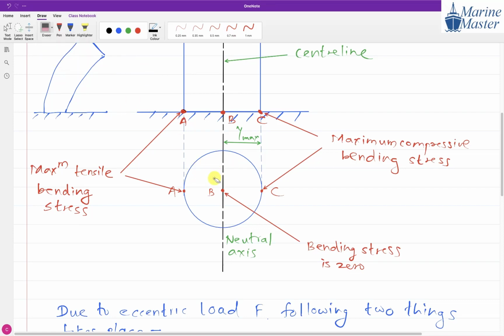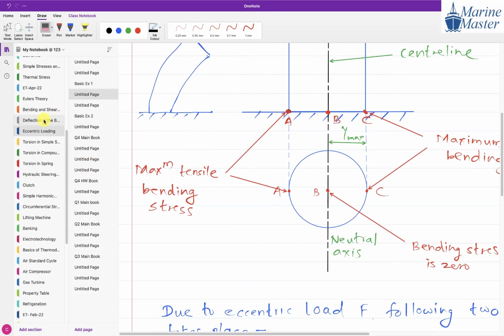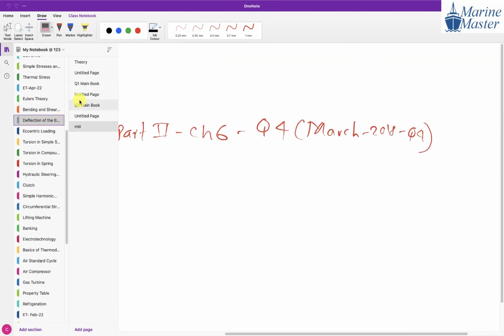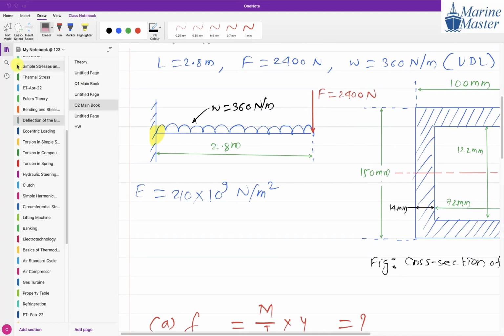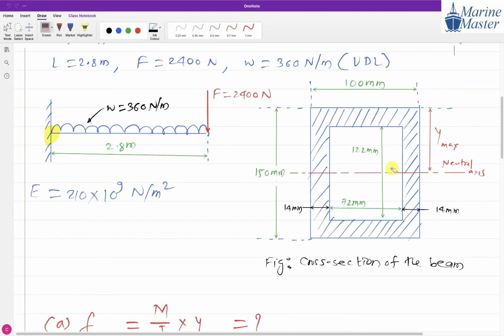The given cross section is symmetrical about the neutral axis. What is the meaning of symmetrical about neutral axis? Earlier, if you remember our discussion from the previous chapter, the neutral axis was horizontal. So the portion above the neutral axis and the portion below the neutral axis are mirror images of each other.